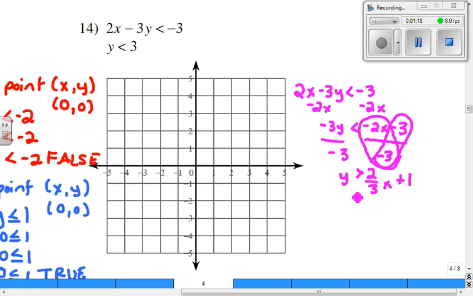So I have y is greater than 2/3 x plus 1. That tells me that my m is 2/3, which could also be written as negative 2 over negative 3. And I have my b is equal to positive 1. So I'm going to put my b on first at positive 1. And then I'm going to use my slope to add more points. So I'm going to go up 2, right 3. Down 2, left 3.